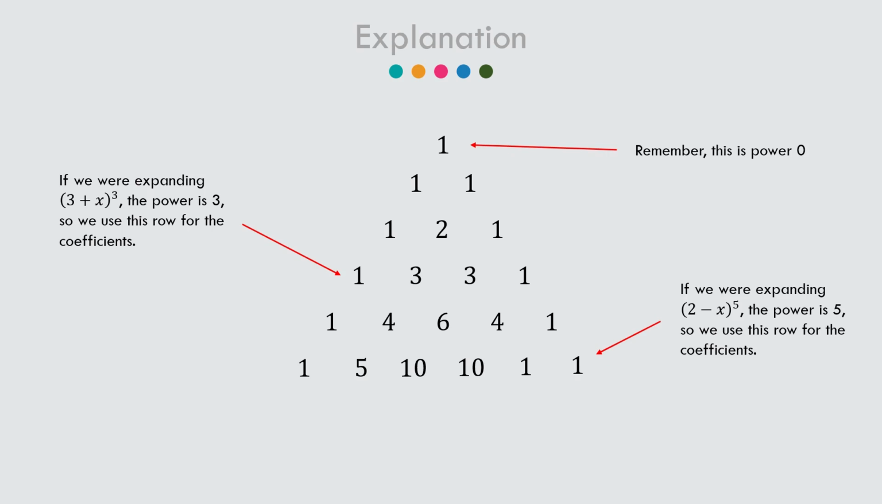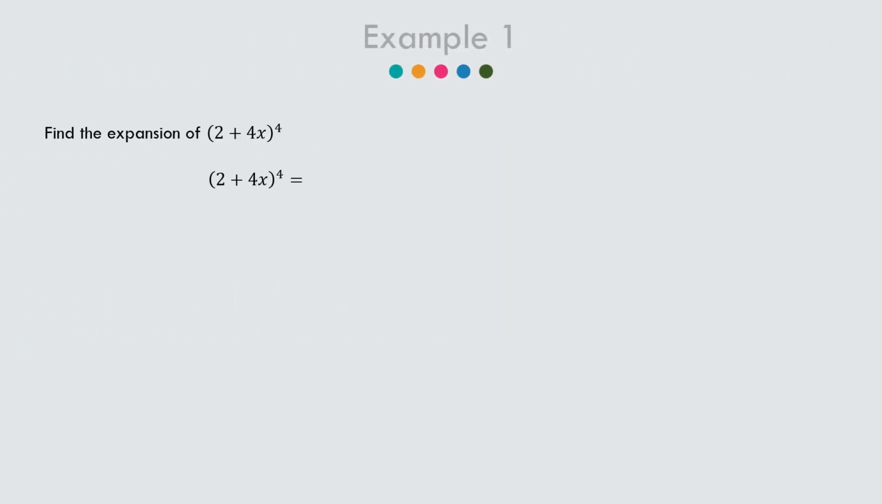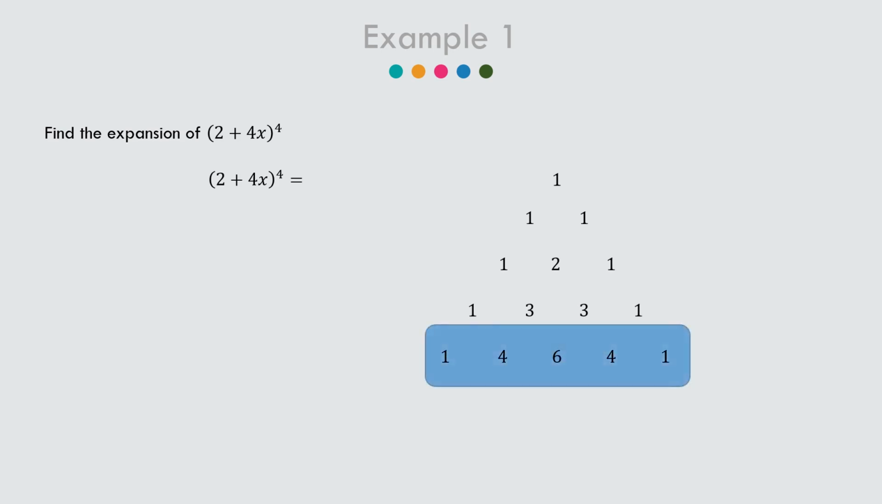Let's take a look at an example and it'll become more clear how to use this. In this example, we're going to expand (2 plus 4x) to the power of 4. The power here is 4. This is also called the index. Using Pascal's triangle, we can identify that the coefficients we will be using are going to be 1, 4, 6, 4, and 1. So let's take the coefficients we're going to use, and then we can discard the rest of the numbers in the triangle.